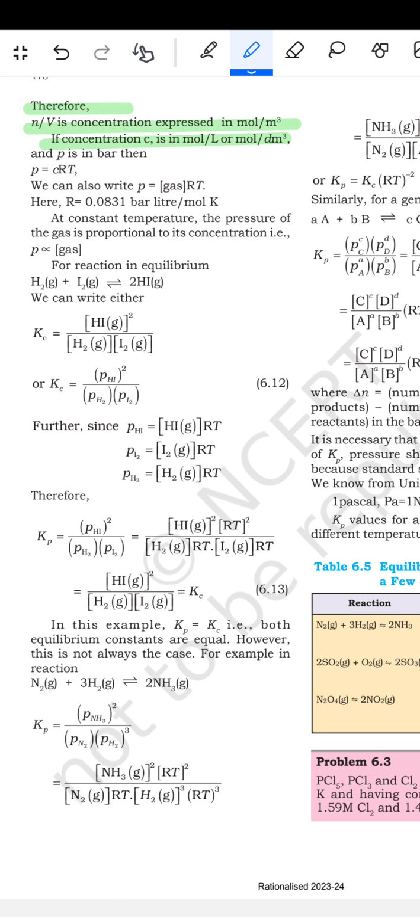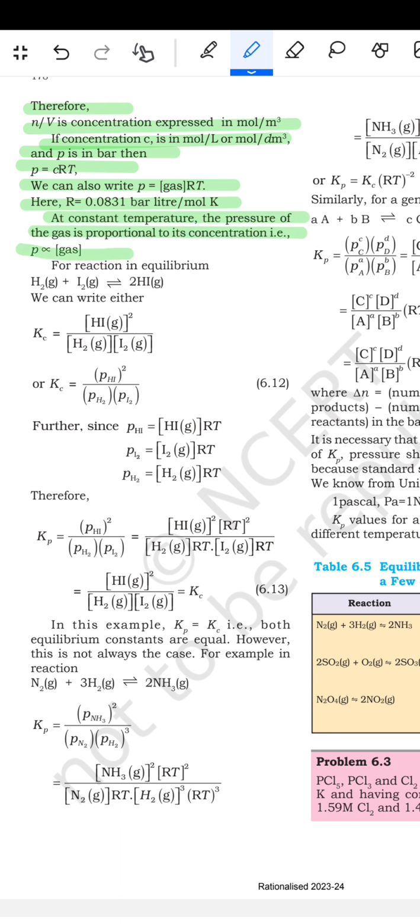If concentration C is in mole per liter or mole per decimeter cube and P is in bar, then P = CRT. So we can also write P = [gas]RT, where the value of R is 0.0831 bar litre per mole Kelvin. At constant temperature, the pressure of the gas is proportional to its concentration.